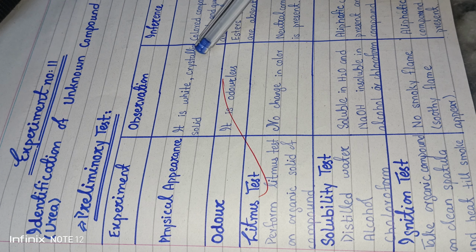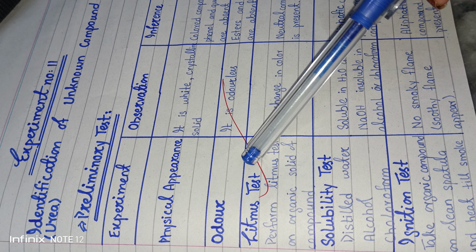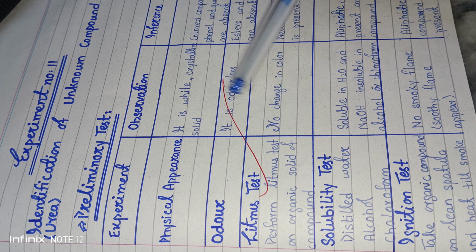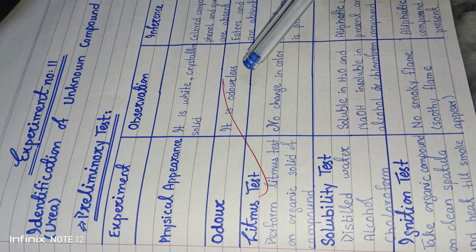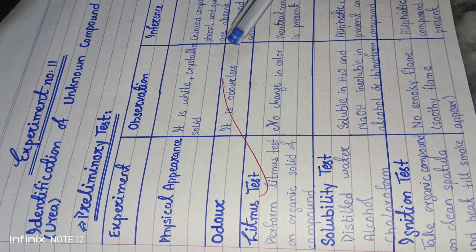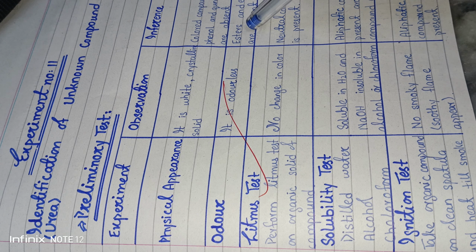And when you see its odor, when you smell it, you will see that it is colorless like the benzamide, which is also colorless, but odorless. But when you discuss the benzoic acid, benzoic acid has a pungent odor. So you will say in the inference that esters and ether are absent in it. Because esters have a fruity smell, therefore you will say that these compounds are not present.